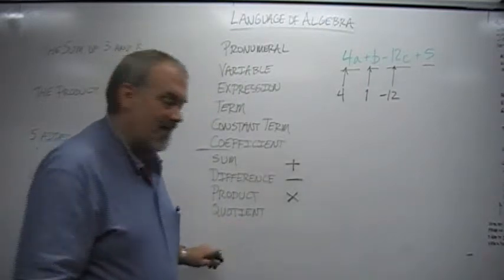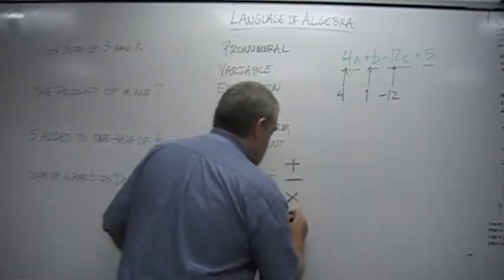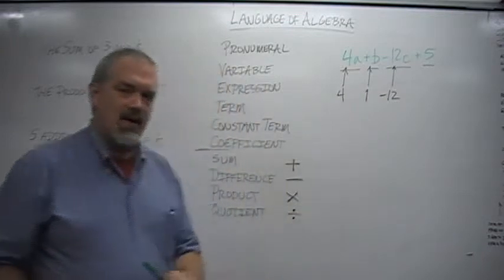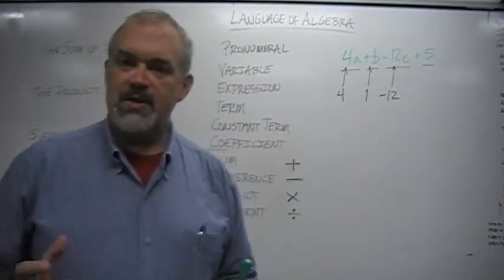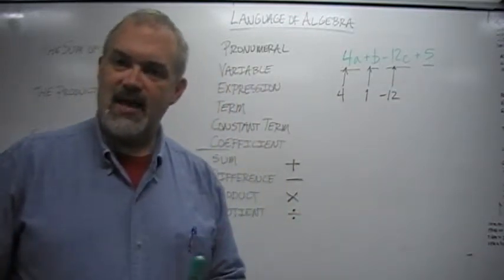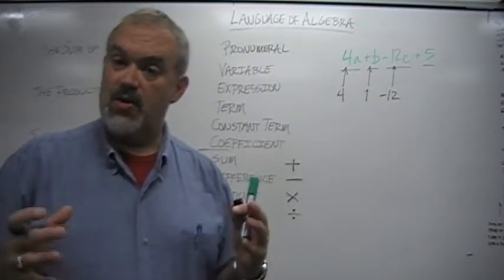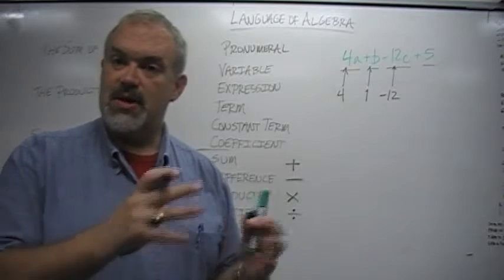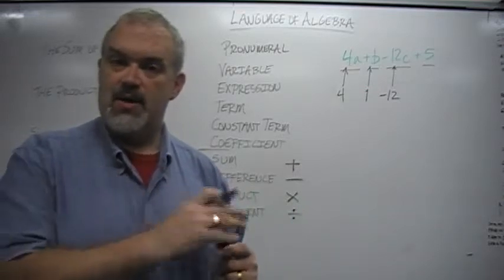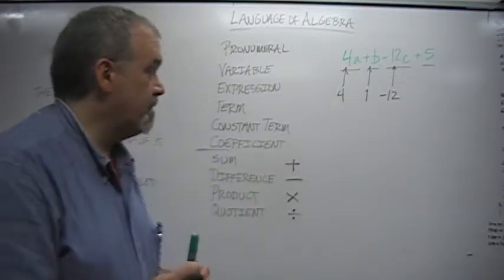Quotient, probably a word you haven't heard before. Quotient, of course, means divide. That's the only thing we have left. So if I said, what is the quotient of 6 and 2, that means I want to say 6 divided by 2. The quotient of 6 and 2 is 3. 6 divided by 2 is 3. Okay?